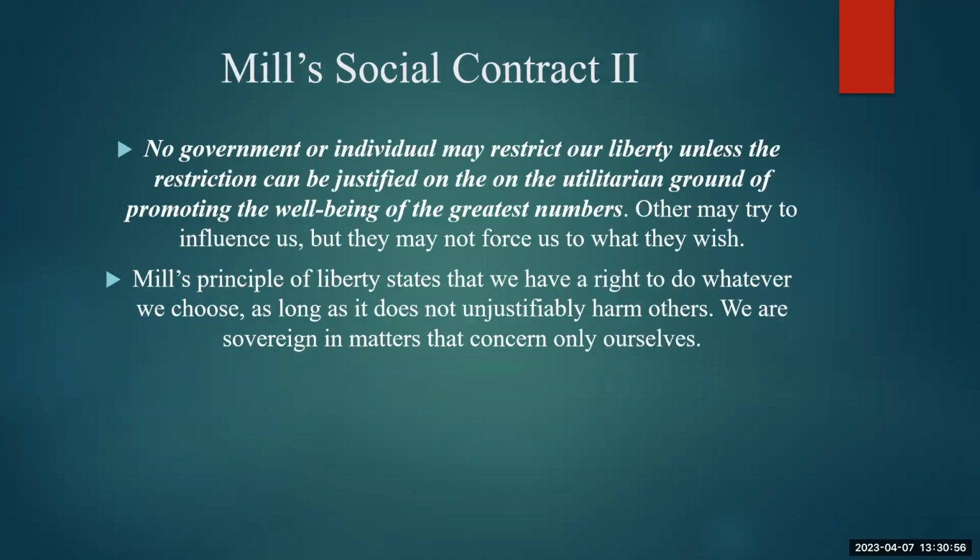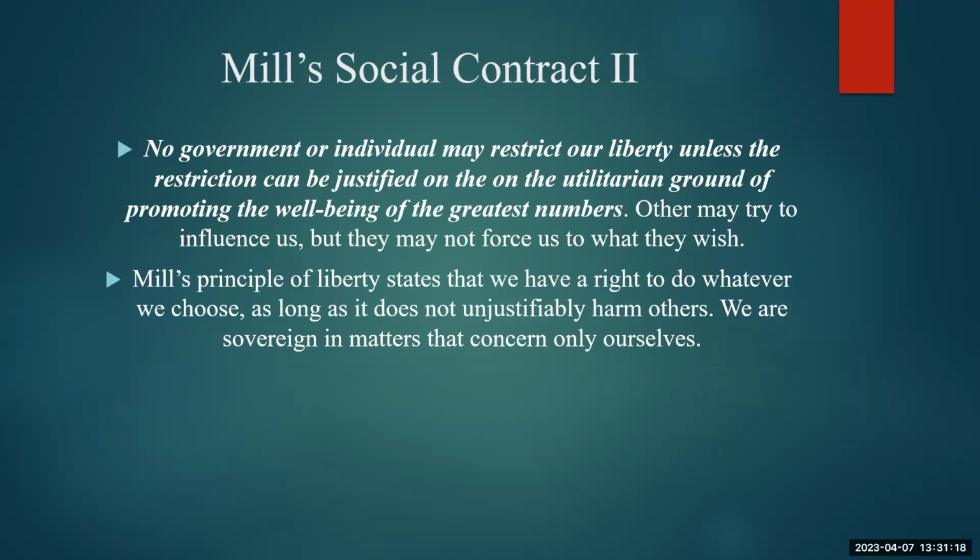Now, finally, we looked at Mill's social contract, again an extension of Locke and Rousseau, more democratic, more liberal, with more emphasis on the individual. And he argues again that no government or individual may restrict liberty unless the restriction can be justified on utilitarian grounds of promoting the well-being of the greatest numbers.